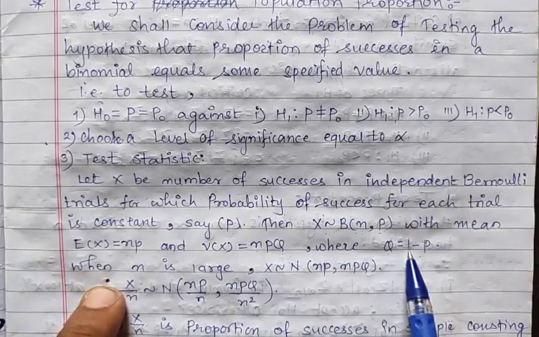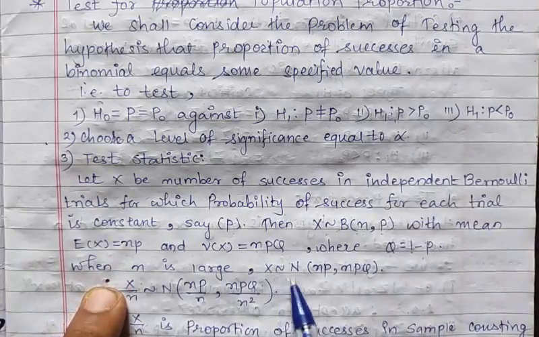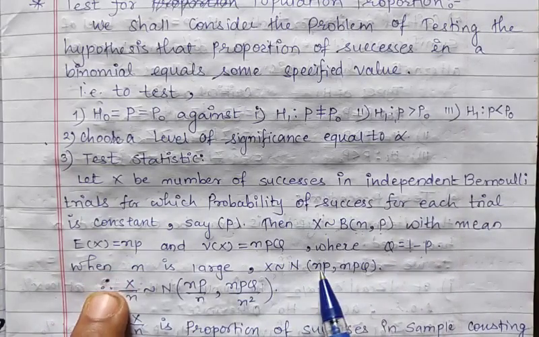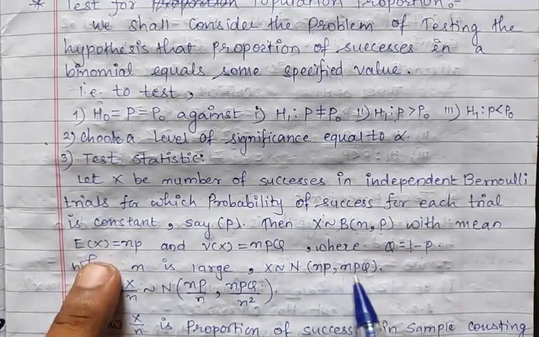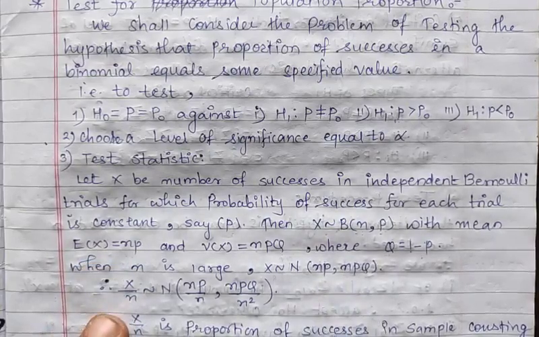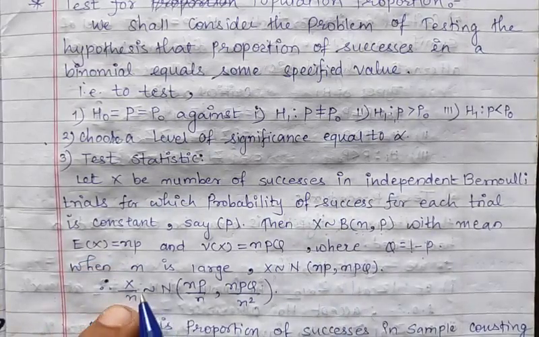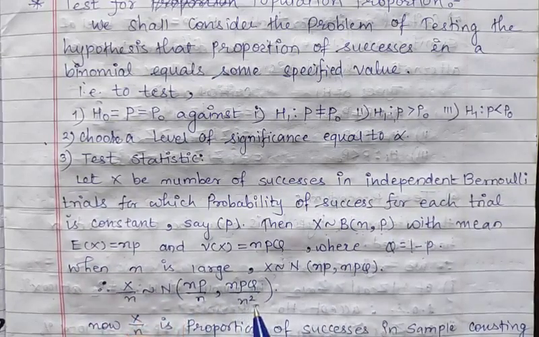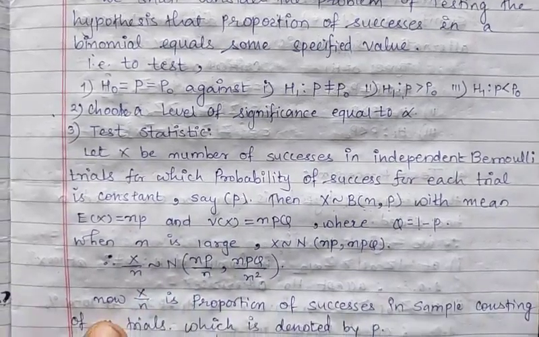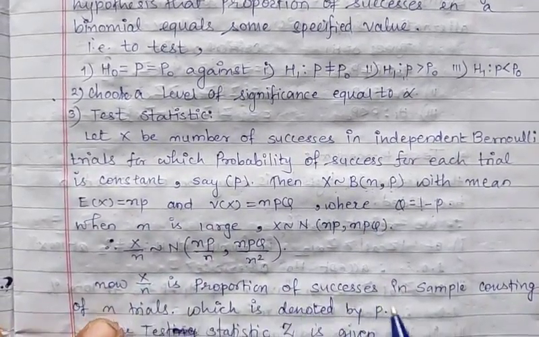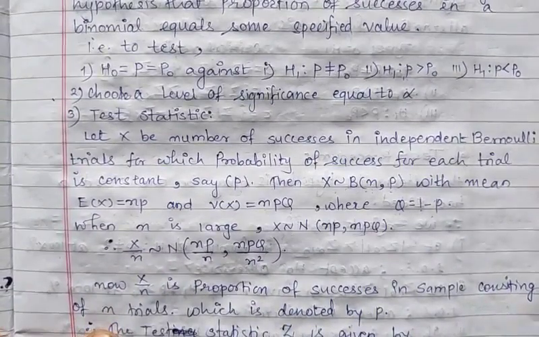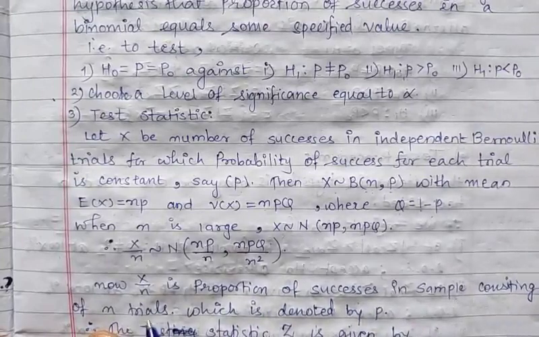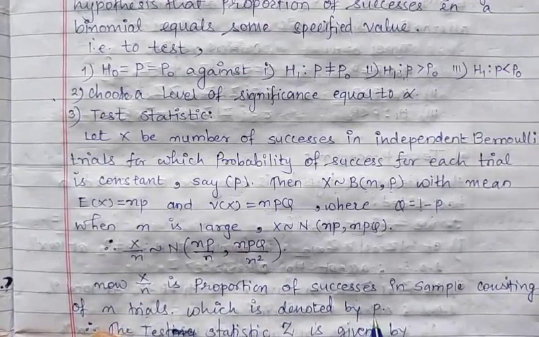When n is very large, in this case X is normally distributed with mean nP and variance nPQ. Therefore X by n is normally distributed with mean nP by n and variance nPQ by n square. Now X by n is the proportion of successes in a sample consisting of n trials, which is denoted by small p.